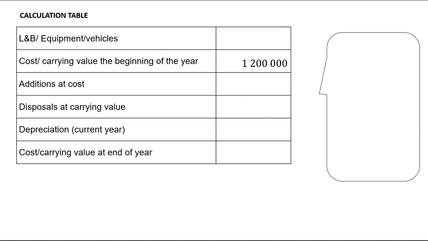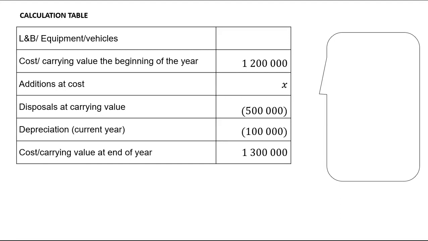Okay. And let's say carrying value was 1.2 million at the beginning of the year. We don't know what our additions are. Disposals at carrying value was 500,000 and depreciation will be 100,000. And the reason why we put disposals at carrying value and depreciation in brackets is because they will reduce the carrying value that you had at the beginning of the year. At the end of the year, carrying value will be 1.3 million.